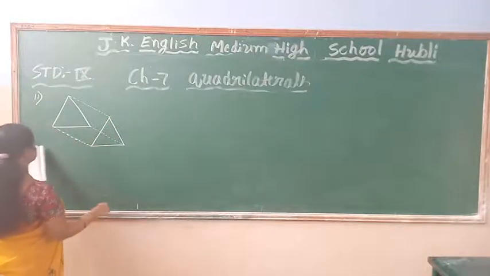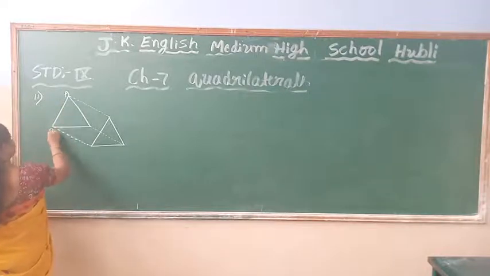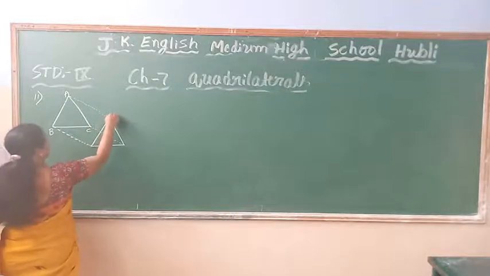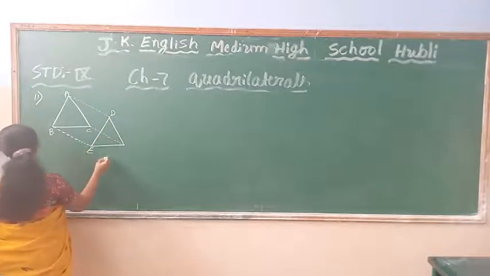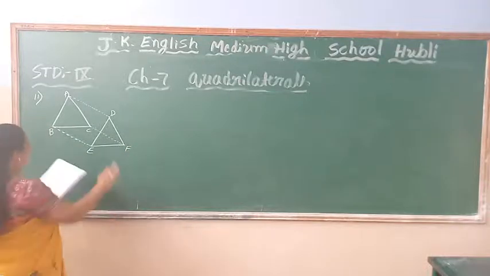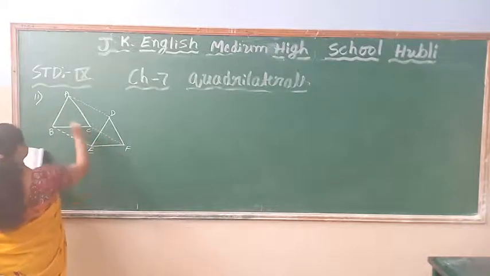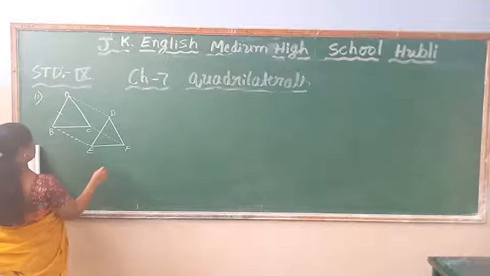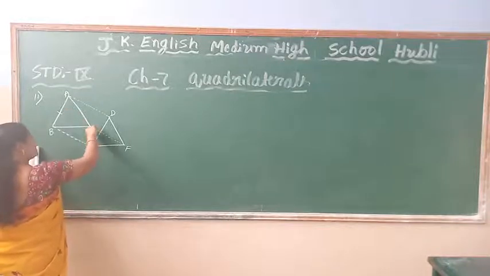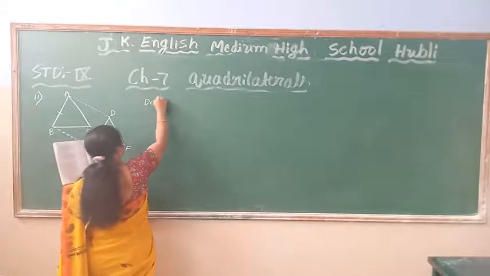In this diagram, the triangles are named A, B, C, D, E, F. In triangle ABC and DEF, AB is equal to DE. That's what they have given.